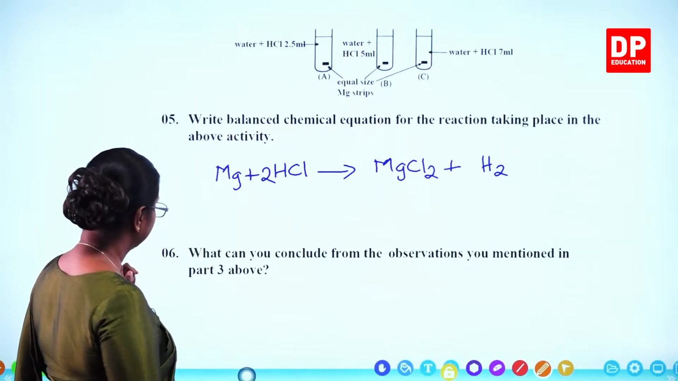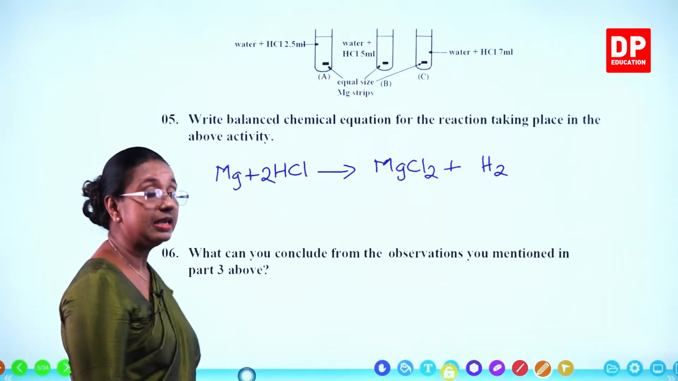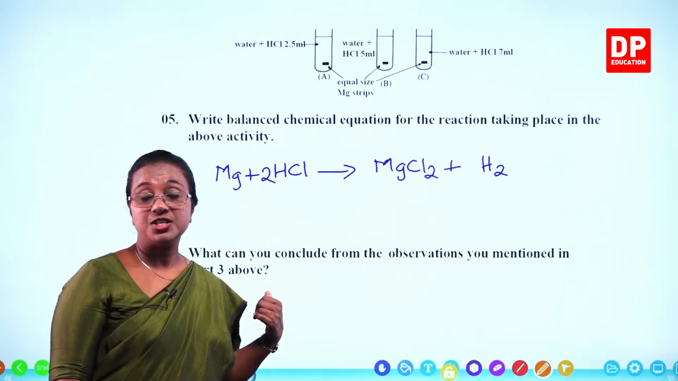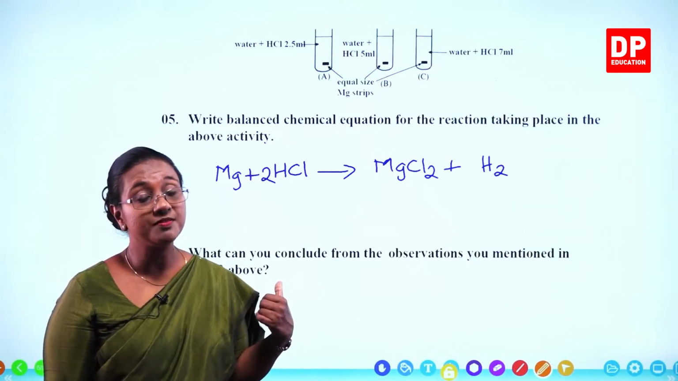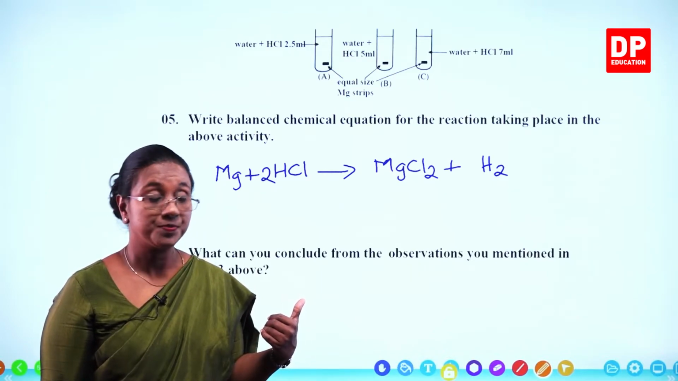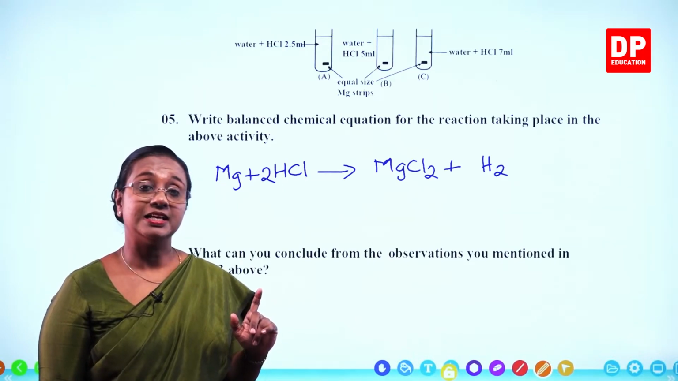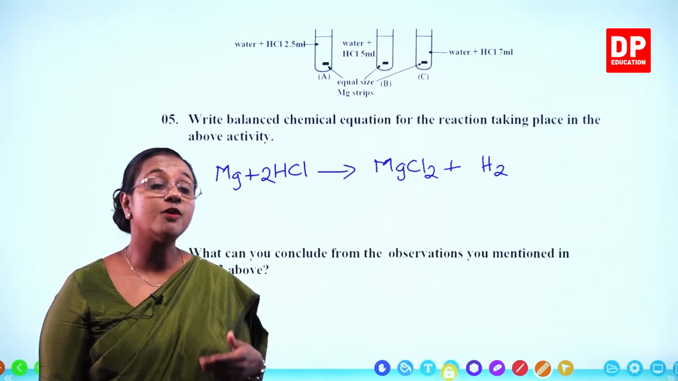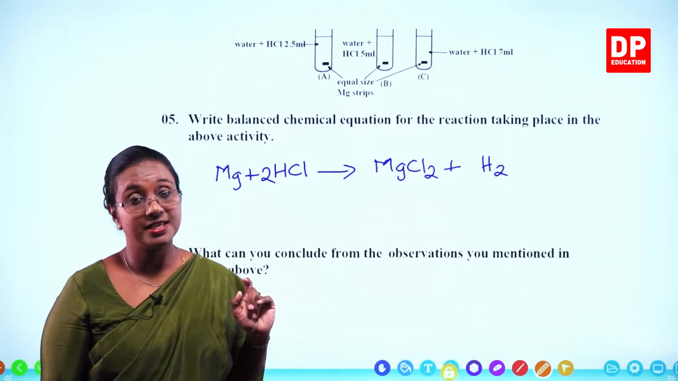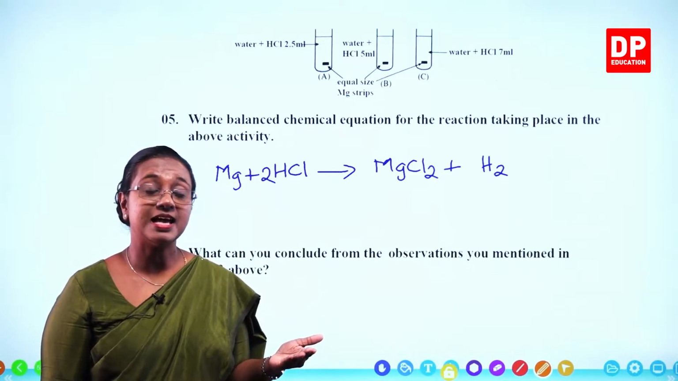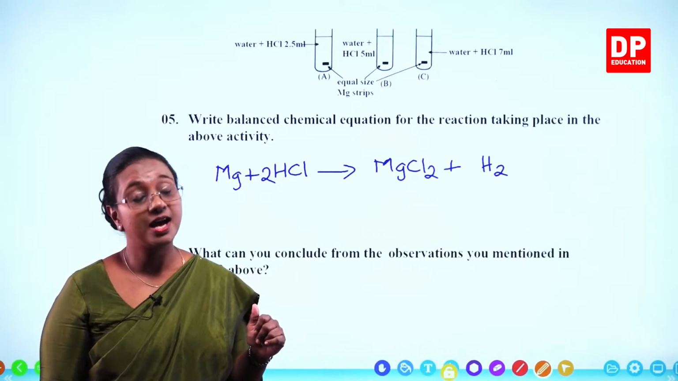Then the sixth one. What can you conclude from the observations you mentioned in part 3 above? What were the observations we mentioned? The rate of fizzing, we said liberation of gas bubbles is observed and we compared the rate of fizzing. We said in C the rate of fizzing is high. Why is that? Rate of fizzing is high means rate of reaction is high. And in C there is 7 milliliters of HCl. So the concentration of HCl is high. Because of that the rate of fizzing is high. That means the rate of reaction is high.